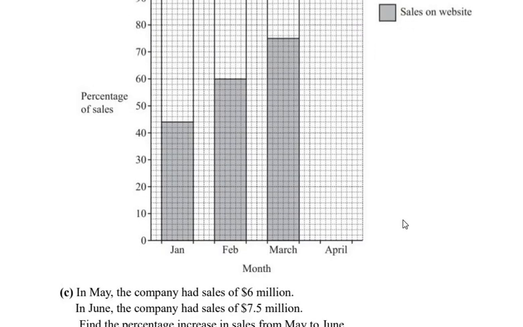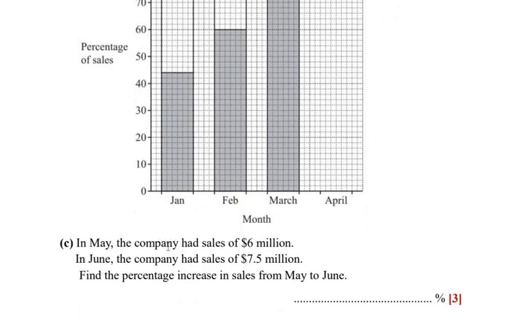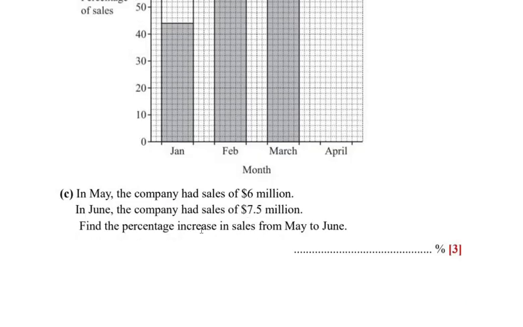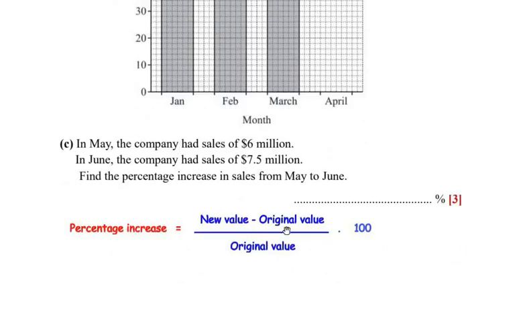Now the C question is, in May, the company had sales of $6 million. In June, the company had sales of $7.5 million. Find the percentage increase in sales from May to June. Since percentage increase is asked, let us use the formula for percentage increase, which is new value minus the original value divided by original value times 100.